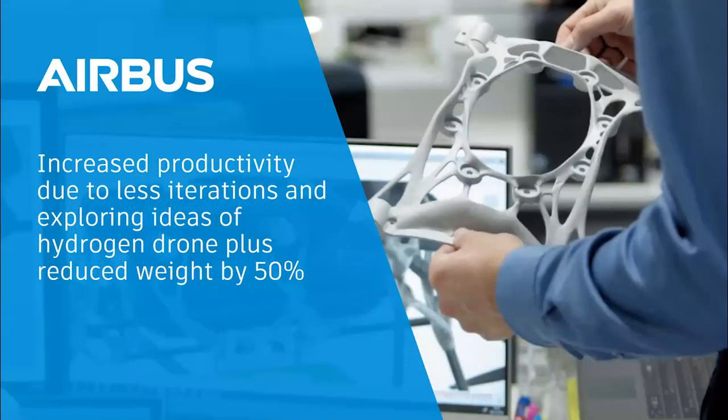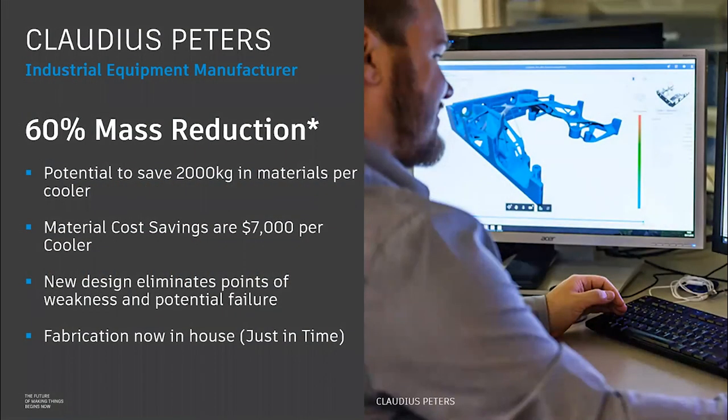A company like Airbus, of course, Airbus does the planes, right? So every ounce that we can reduce for mass is going to allow the plane to go further, which is a wonderful thing. Another example here would be Claudius Peters, an industrial equipment manufacturer over in Germany. Again, you can see the results these folks got from generative design.